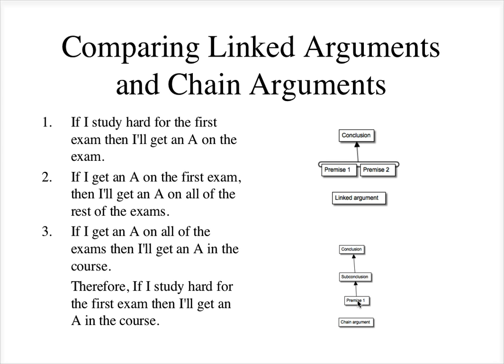Here, you have to be able to say, from premise 1, I can infer the subconclusion, just on its own. So if premise 1 is true, then the subconclusion is also true. But that's not how these work. It is not the case that if statement 1 is true, then statement 2 is true. However, it is the case that if statements 1, 2, and 3 are all true, then the conclusion must also be true as well.